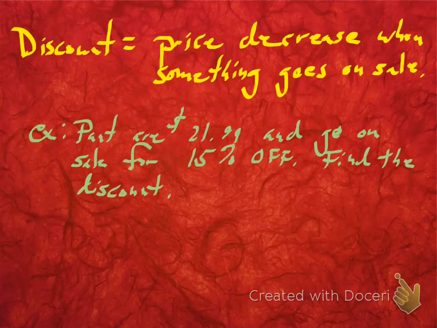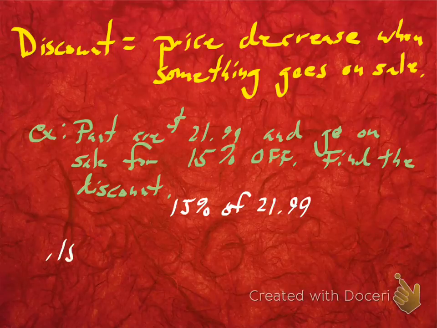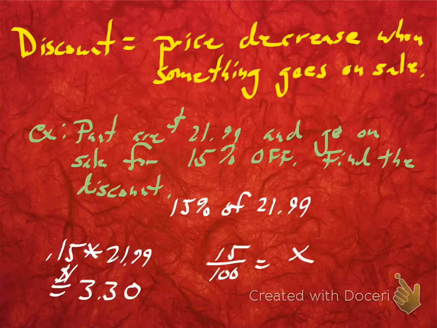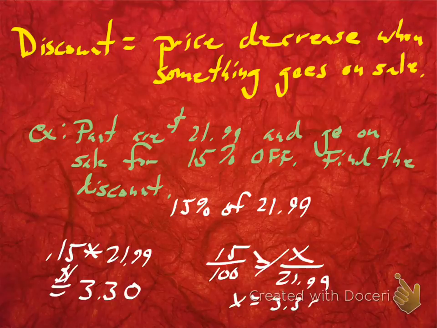So again, we're going to do this problem the same way. We're going to do 15% of $21.99. So I can either do 0.15 times $21.99, okay, and put that into a calculator, and I will get 3.30 rounded to the nearest penny, okay, and that's a dollar amount. Or I could just as easily have done 15 over 100 is equal to x over 21.99, cross multiply and divide, and again I would get x is equal to 3.30.